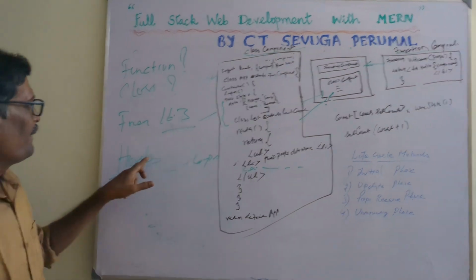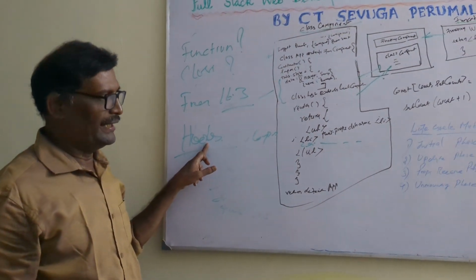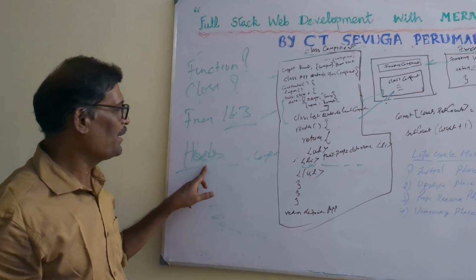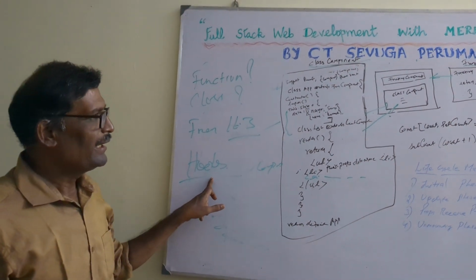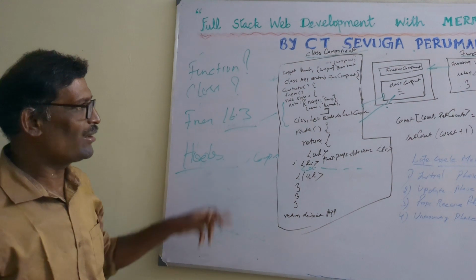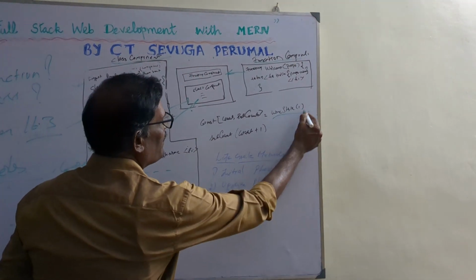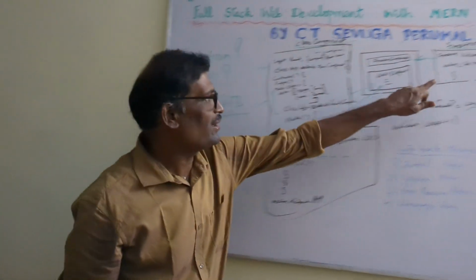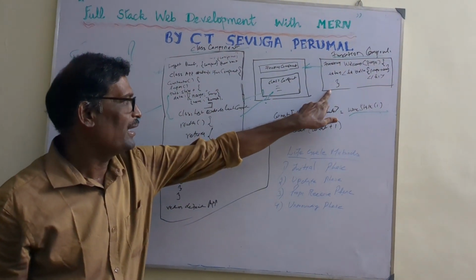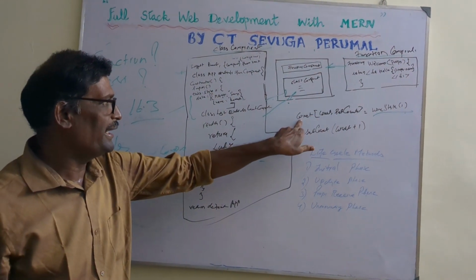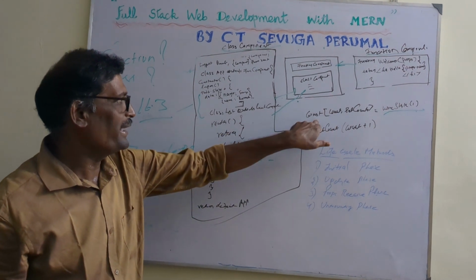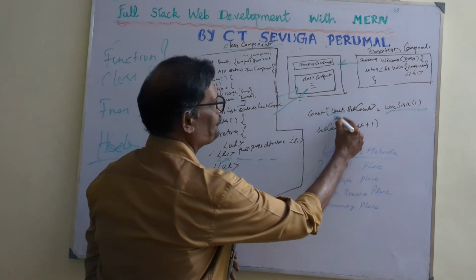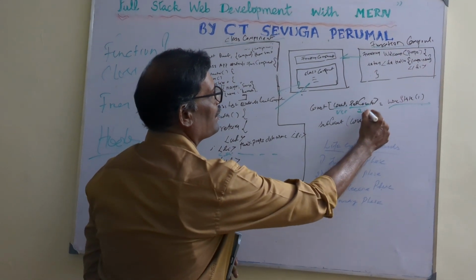That is, we can create any state, and at the same time, that can also be manipulated with the help of hooks. One of the primary hooks is called useState. Using this useState, we can create a state in a function component. That is the syntax for creating a state in a function component. Here, count is a variable and setCount is a function.